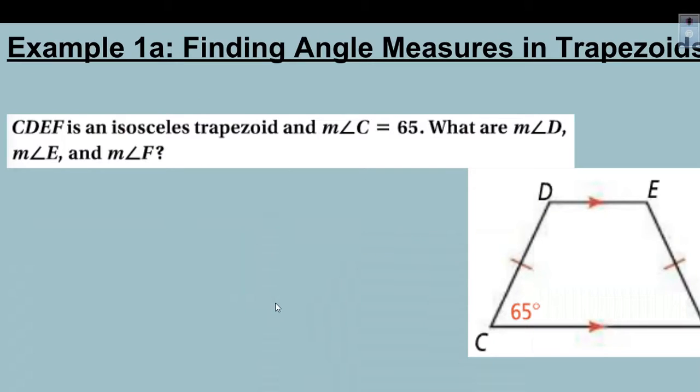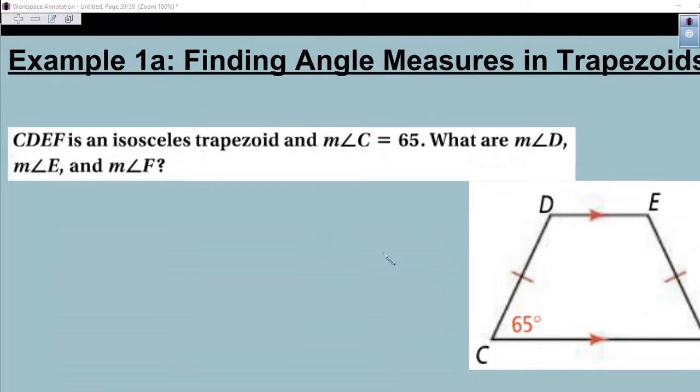So let's take a look at this. CD is an isosceles trapezoid. The measure of angle C is 65. What is the measure of angle D, E, and F? As you recall, we talked about if it's an isosceles trapezoid, the base angles are the same. So these two are the same, and these two are the same. So this would be 65 here.